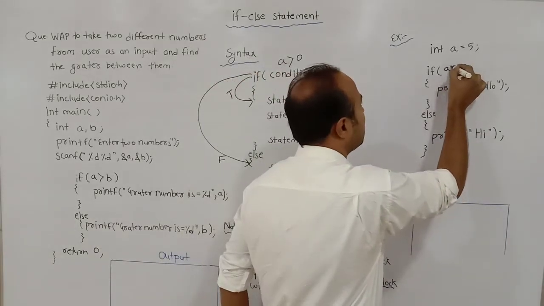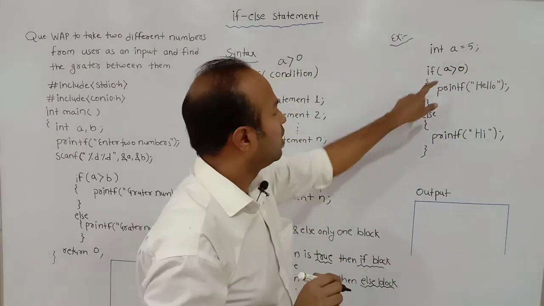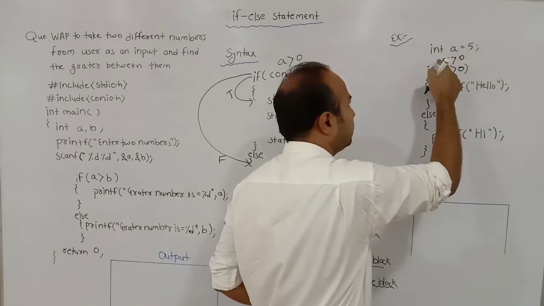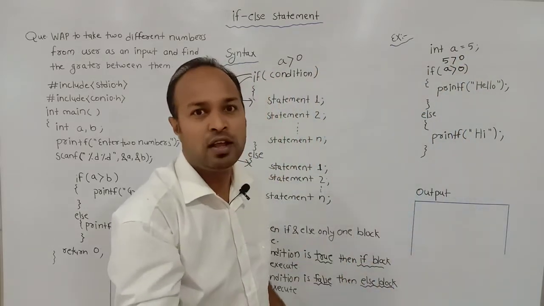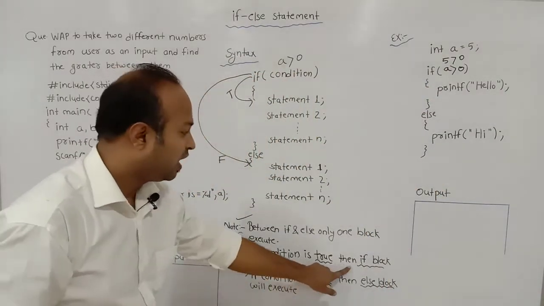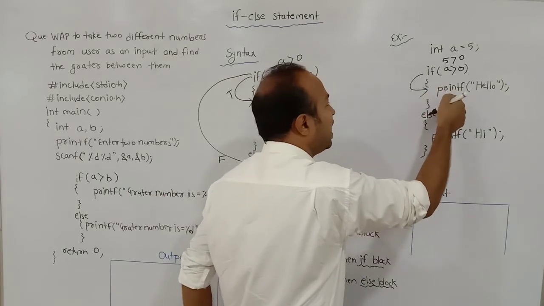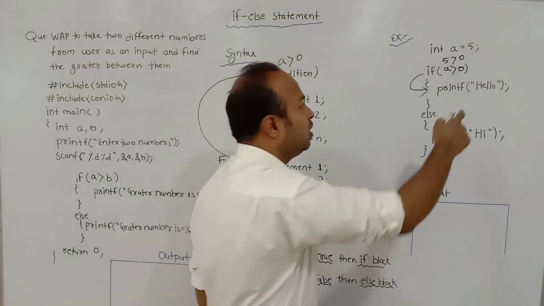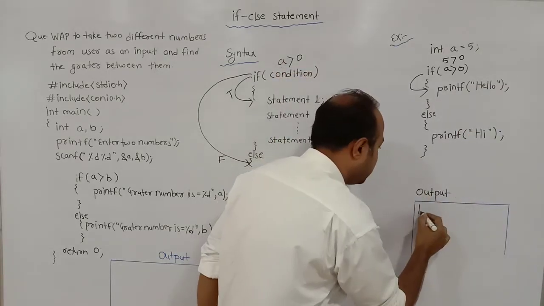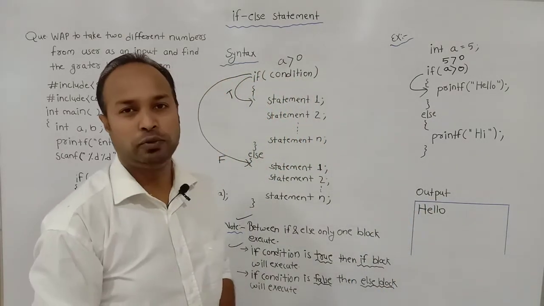Suppose we write the condition a greater than 0. Here the value of a is 5 and 5 is greater than 0. Yes, this condition is true. If the condition is true, then the if block will execute. This means we move inside the if, and inside the if we are printing hello. So this printf will print hello. Suppose this is our output screen. So here hello will be printed. So this will be our output.